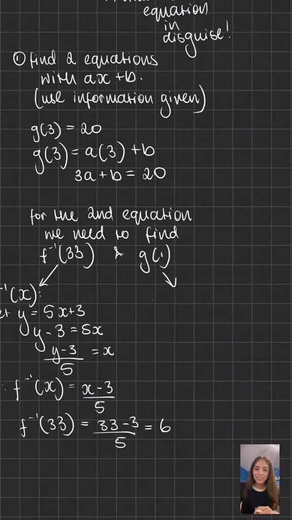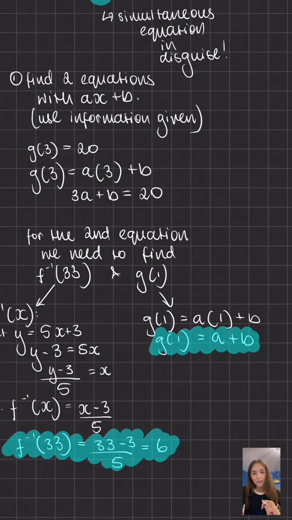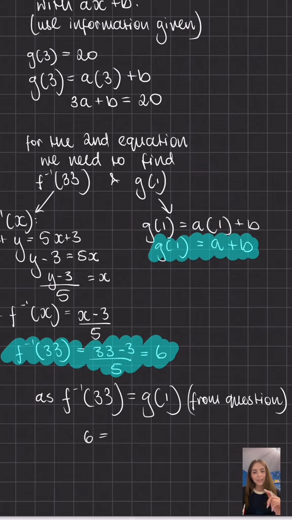g of 1 is really easy to find. All I have to do is substitute the 1 into the g function to give me a plus b. Now because the question told us that the inverse f of 33 equals g of 1, we can say that 6 equals a plus b, and that becomes our second simultaneous equation that we are going to have to solve.